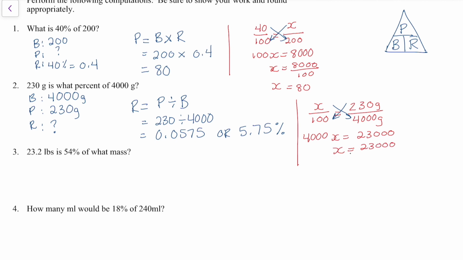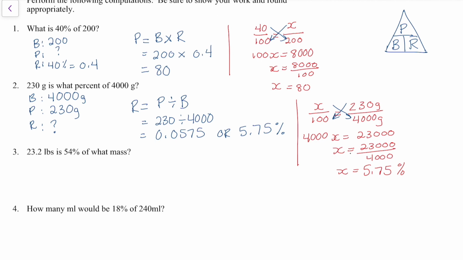And then I'm going to divide by 4,000 in order to get the x by itself. And I get 5.75. So with the proportion one, it will give you the percentage right away because we're writing it out of 100 already. So you don't need to put it into a decimal, and you don't need to multiply at the end. It's already going to do that for you.